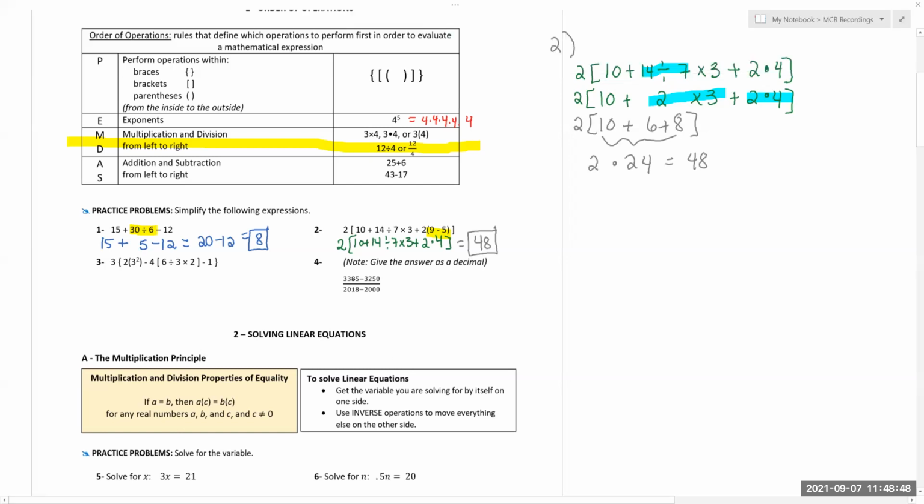I'm going to go over to question 4. When you see a division bar, it's assumed that there are parentheses around the top and parentheses around the bottom that you're going to do separately before you divide. So you would do the 3385 minus 3250, 2018 minus 2000. And then when you divide it, it says give the answer as a decimal. So I get my 7.5.